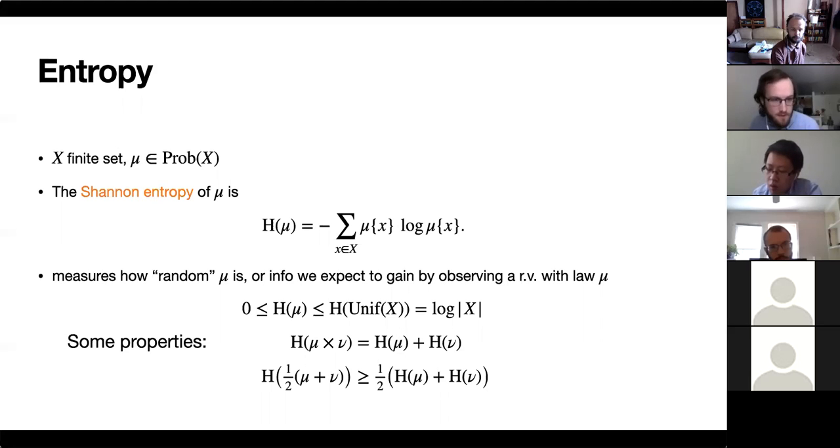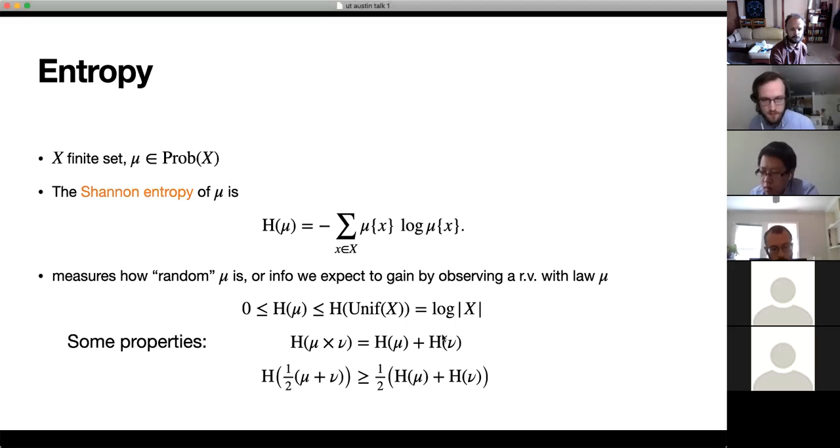This is supposed to measure how random the measure is. Another way of saying it is that it's the amount of information that we expect to gain by observing a random variable with law mu, assuming we know what the law is, we just don't yet know what the value is.